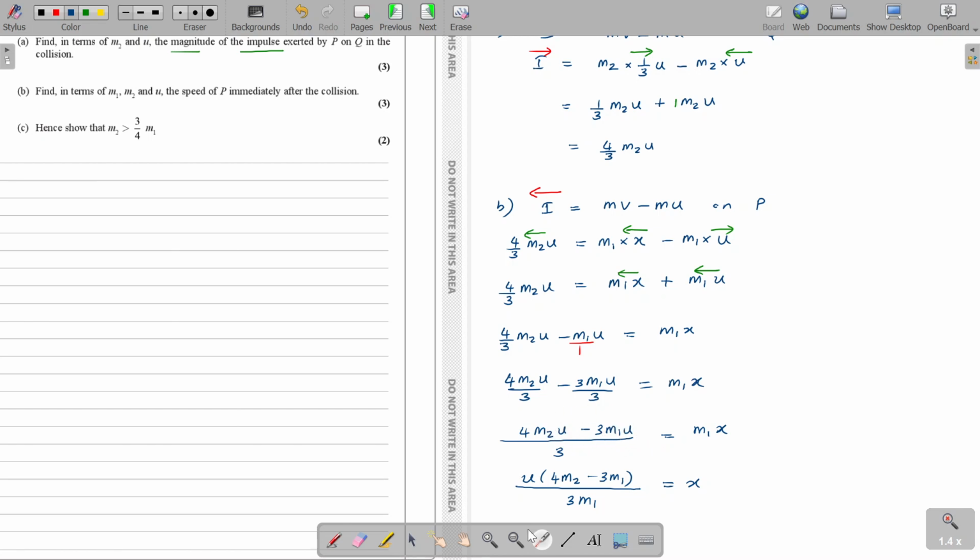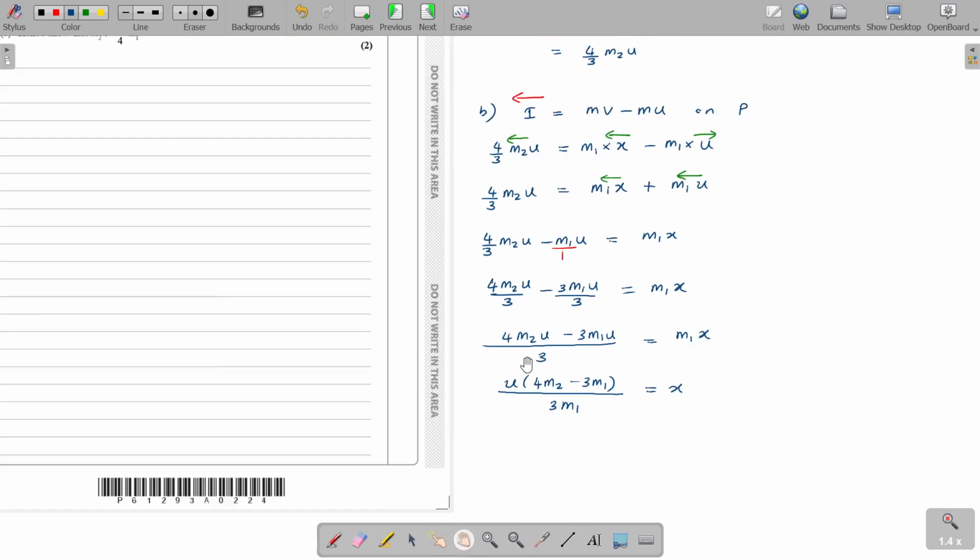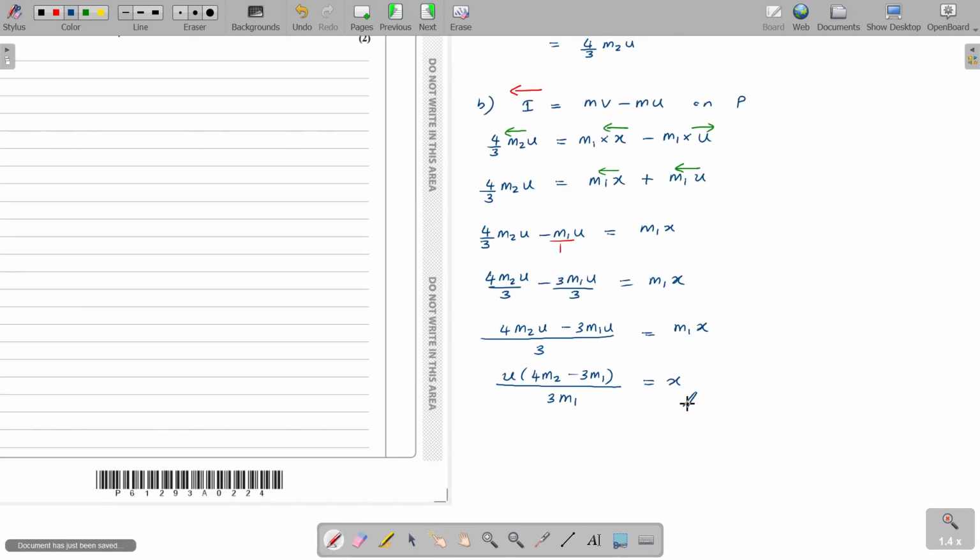Okay, so any equivalent answer of this, even if the brackets are open, is okay. This is an answer that you can give for the speed of P after the collision. Even if the brackets are open, 4m2u minus 3m1u over 3m1 is also an acceptable answer. Any equivalent answer for this is okay.